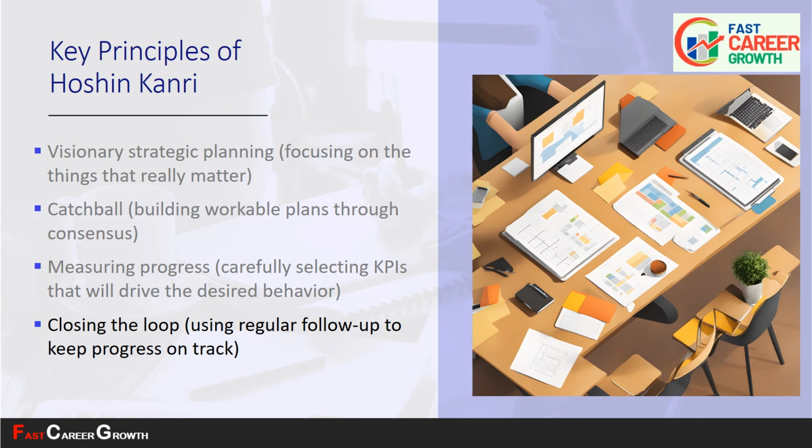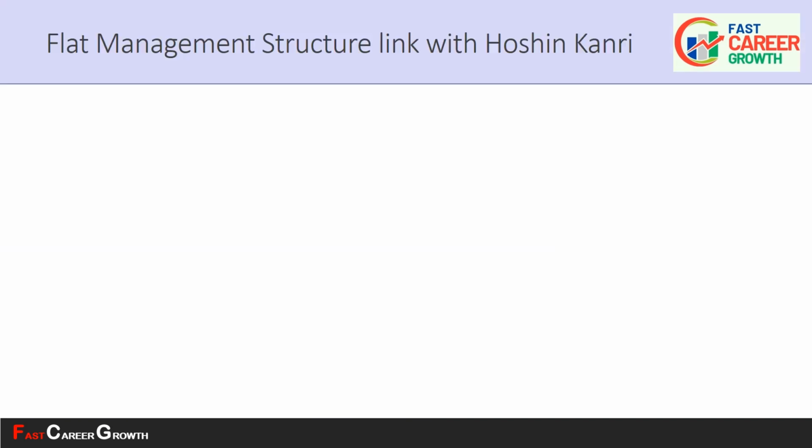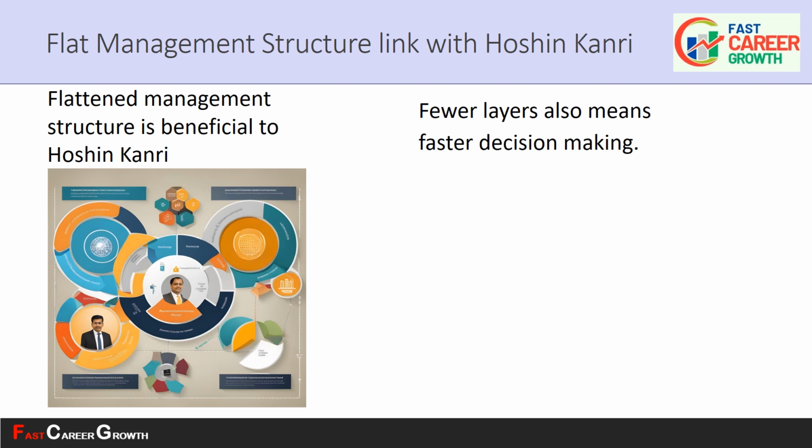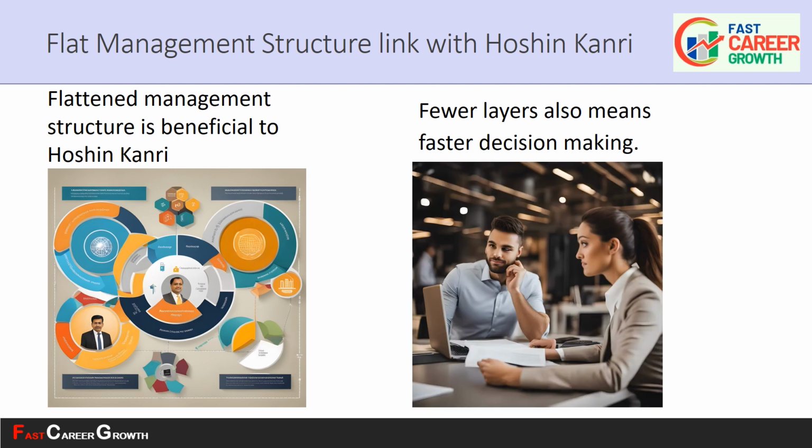Flat management structure link with Hoshin Kanri. Benefits of a flat management structure. It should be pretty obvious that a flattened management structure is beneficial to Hoshin Kanri. The fewer levels there are, the easier it is to cascade goals down, and the fewer opportunities there are for strategy to be diminished through successive layers of translation. Fewer layers also means faster decision-making.